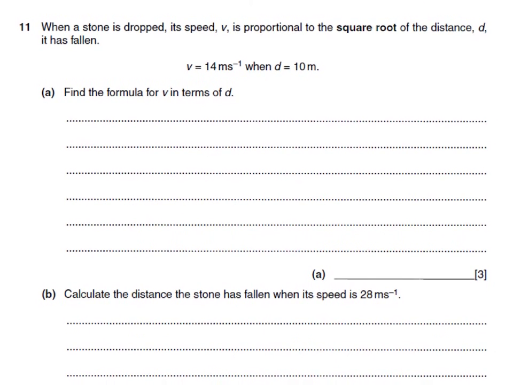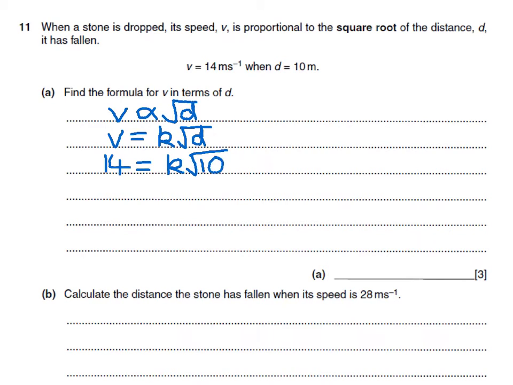Part 2, probably a little bit more complicated because of the words. So a stone has dropped, its speed v is proportional to the square root of the distance. So v is proportional to the square root of d. So v equals k multiplied by the square root of d. So we'll put the numbers in. 14 equals k times the square root of 10.